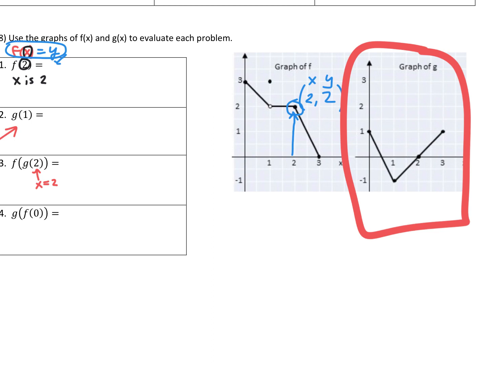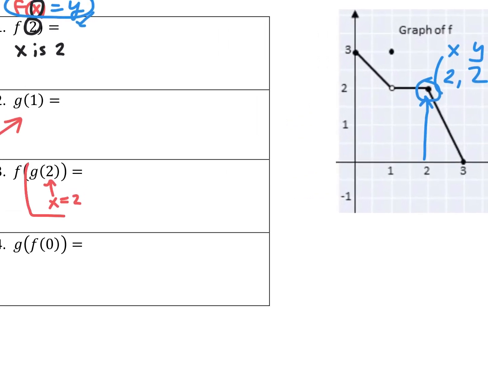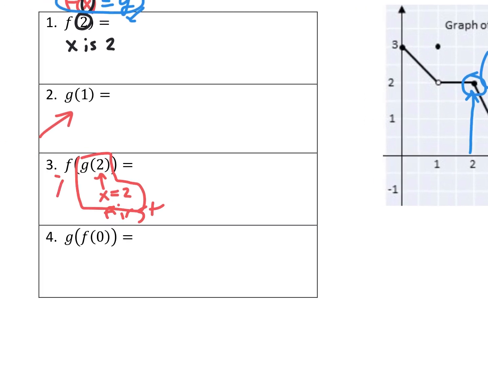So first, do this first. And if you come up to ask me questions, I'm just going to say, did you stick 2 into the g function and figure that out first? That's what you'll have to do first, is figure out when you stick 2 into g, what do you get? And then you're going to do f of that. This part gets done second.